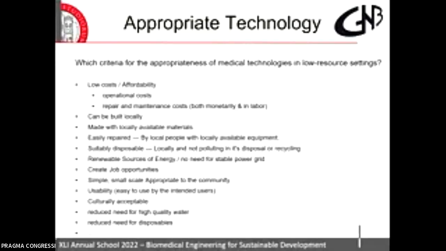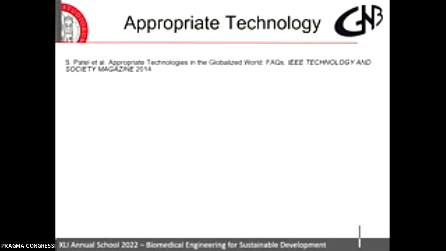Then usability: easy to use by the intended users. Culturally acceptable, with a reduced need for high quality water, which again might not be available. Reduced or no need for disposables. And every year, some new aspects come out from the students, so it's not a complete list.